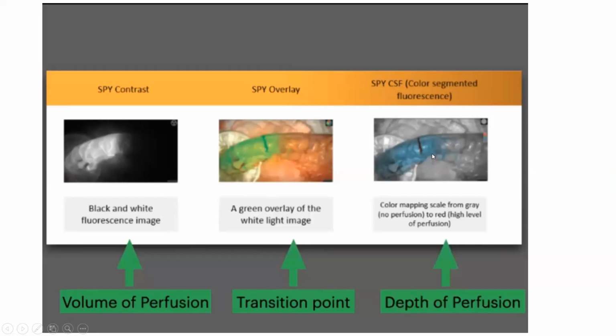And in the third image, the blue image, you can see the depth of perfusion. The second image, the green image, will not tell you whether the mucosa is also perfused or not. Here we can only see that the serosa is perfused. But in this particular image, we can comment on whether the mucosa is also perfused or not. So depth of perfusion can be seen.